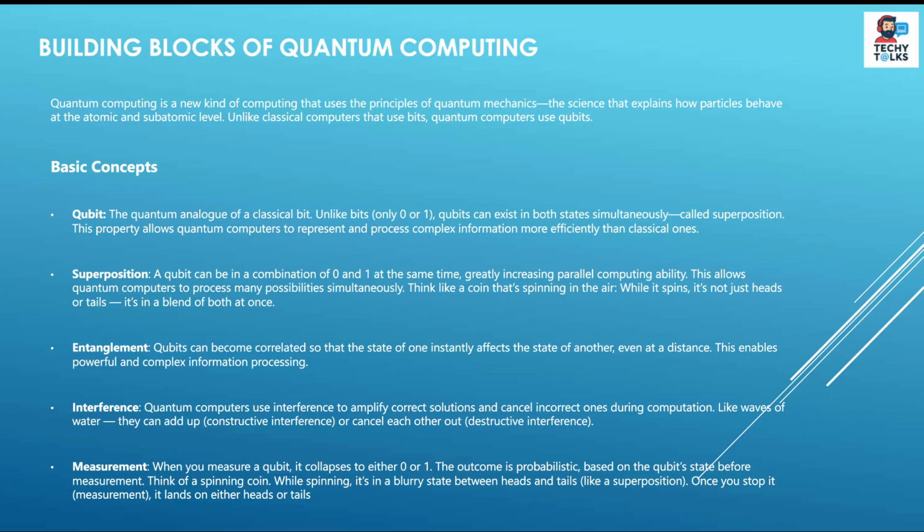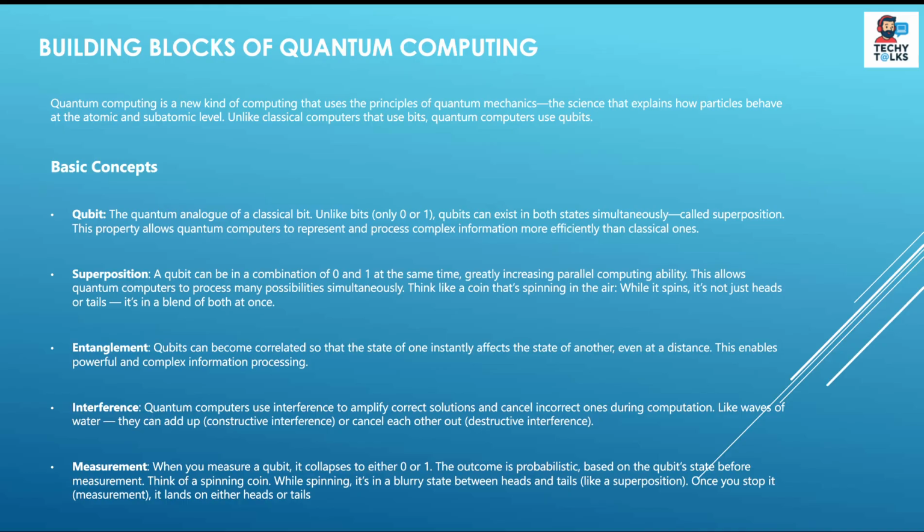Then we have interference. Quantum computers use interference to amplify the correct solutions and cancel the incorrect ones during the computation phases. Think of it like waves of water. The waves can add up, which you can call constructive interference, or they can cancel each other out, which you can call destructive interference. So through interference, quantum computers have the ability to amplify correctness. That is the capability to solve complex algorithms and complex calculations, through interference, entanglement, and superposition.